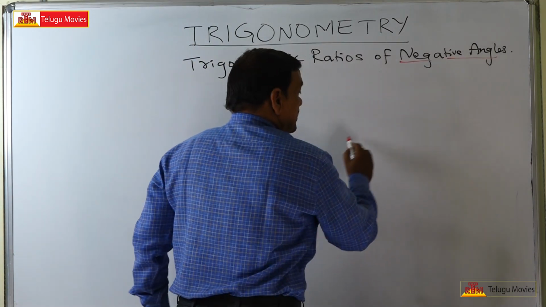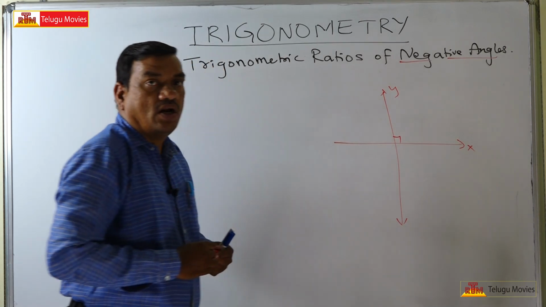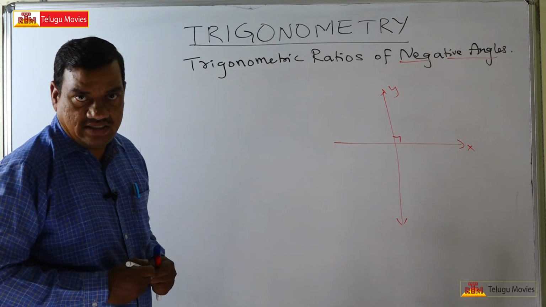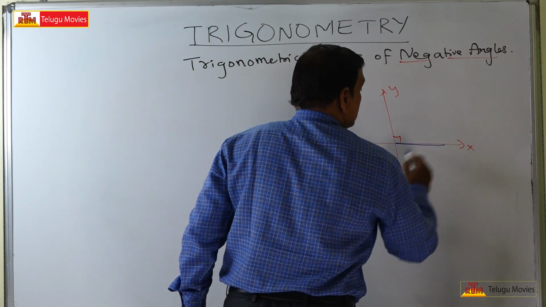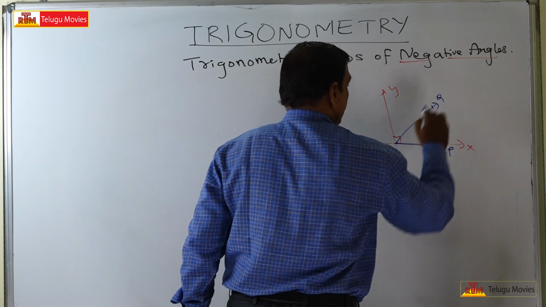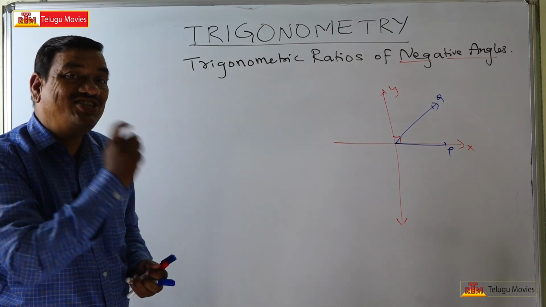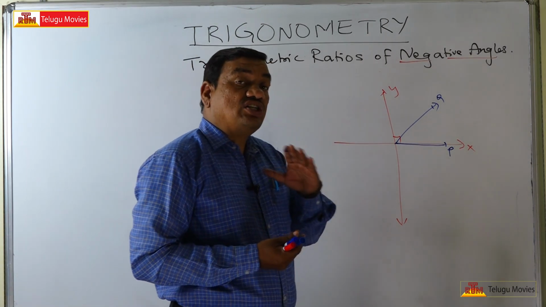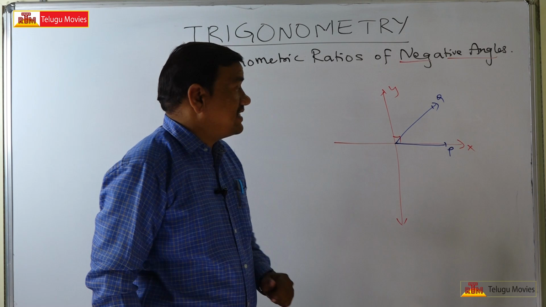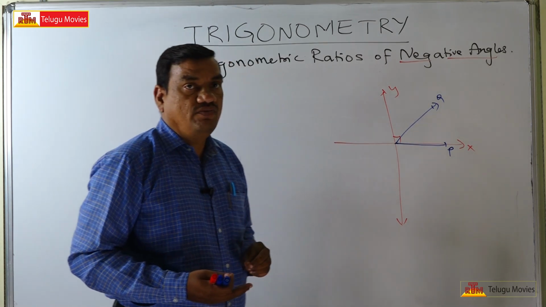Negative angle. So let us take this x-axis and our vertical line is the y-axis. As I already told you, an angle means the union of two rays. So let us take one ray and another one is this. This is OP and this is OQ. OQ is the terminal side. OP is the initial side. In the standard form of an angle, the initial side coincides with the x-axis and the terminal side rotates with respect to the origin.